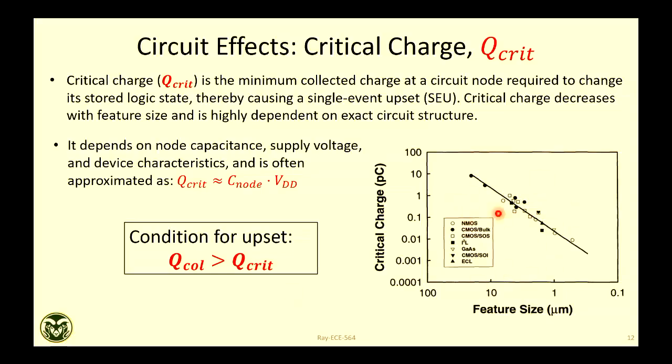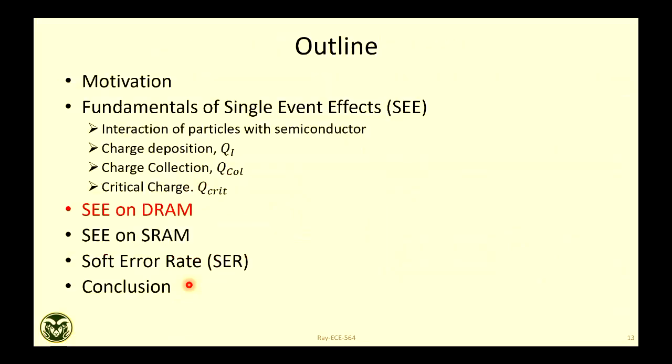So this plot talks about scaling, with feature size going down to less than a micron, your critical charge is going down. That is understandable, because as you scale the device, the area capacitance of the storage node is decreasing. It can be a DRAM capacitor or the SRAM floating node, right? This capacitance is decreasing, the VDD is also decreasing, so your critical charge is going down. But at the same time, we will see the collected charge also goes down as we make things small.